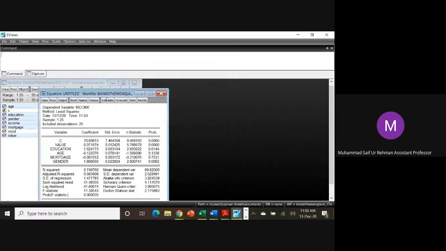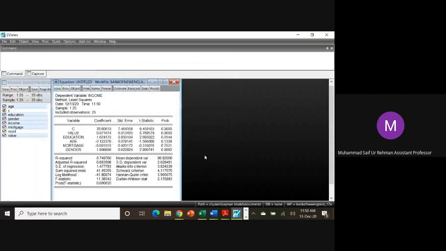So this is the output. You can see from here, against value, the probability value is less than 5%. It means that value does affect the income. The value of the house does affect the income of the residents. Then education. Education is also significant. You will reject H naught, which means there is a relationship between education and income.